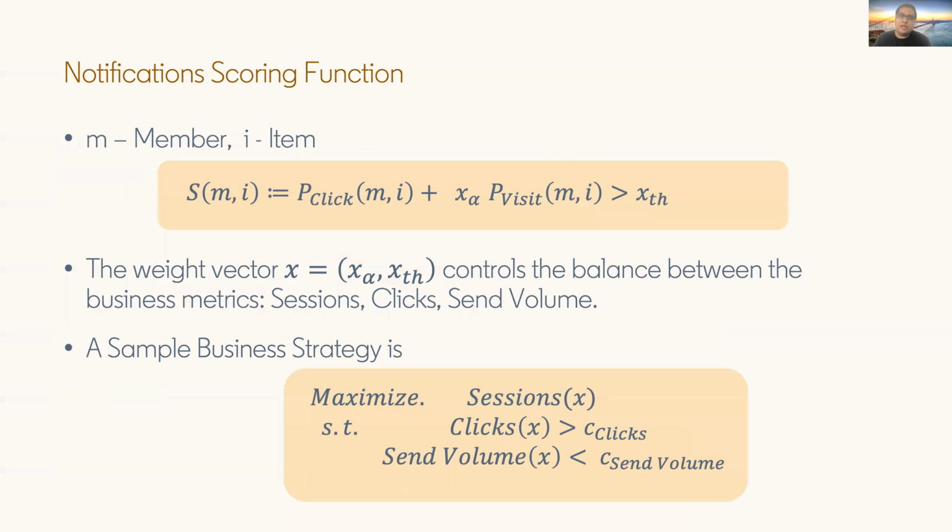So, like we discussed in the previous slide, what we really have is a scoring function, which is p click plus x alpha p visit, and the decision function is p click plus x alpha p visit is greater than x threshold. So x alpha and x threshold are the hyperparameters that we may want to tune. And a business strategy, like we discussed, is you want to maximize sessions by having constraints on clicks and having constraints on send volume.